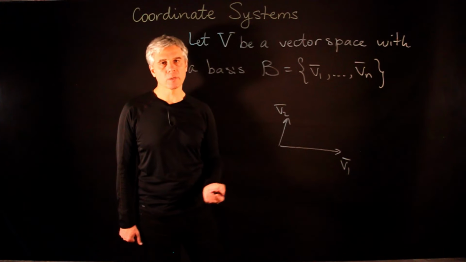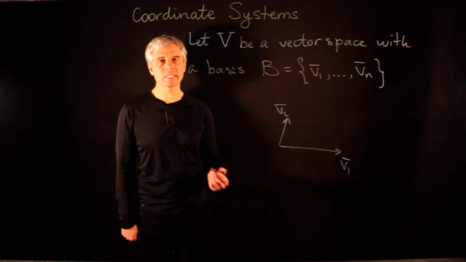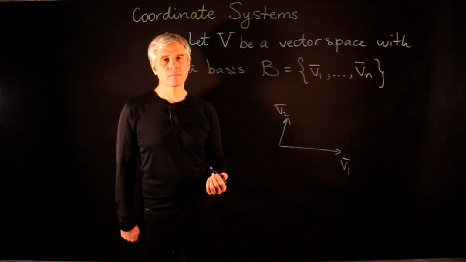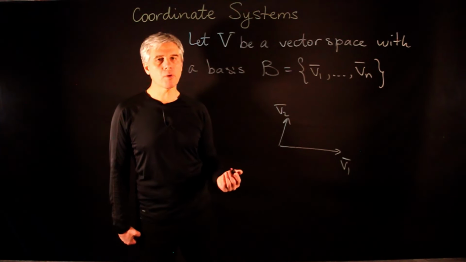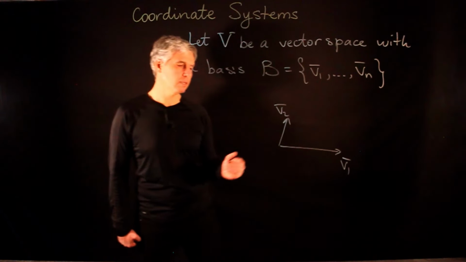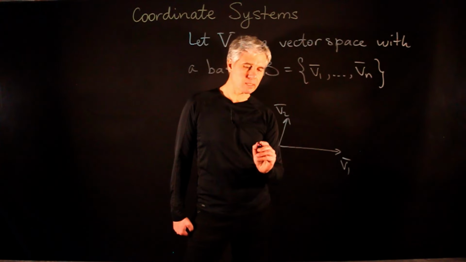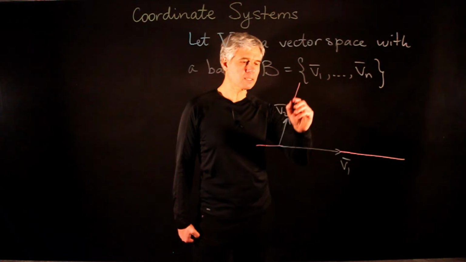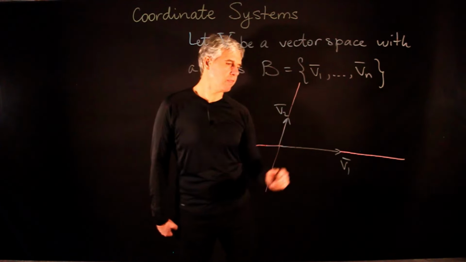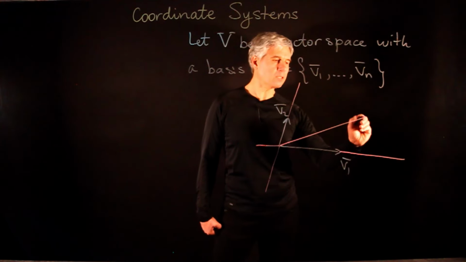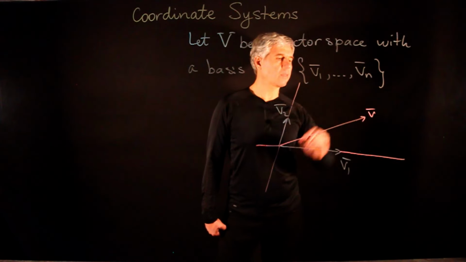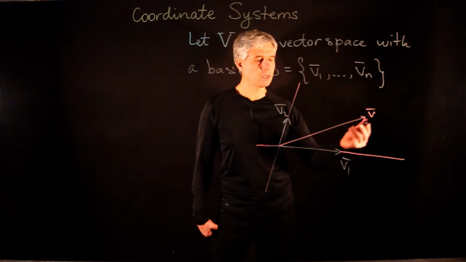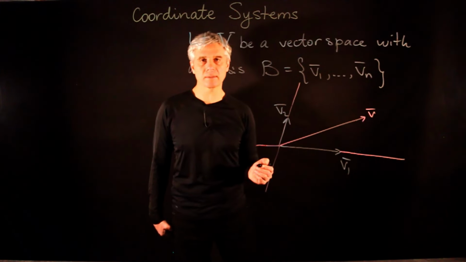For some problems where we need to compute angles and distances, we would prefer to work with an orthogonal basis. But for other problems, a non-orthogonal basis may be more convenient. So once we have a basis, then we can create coordinate axes, and then for each vector in this vector space, we can compute coordinates of a vector with respect to a given basis.